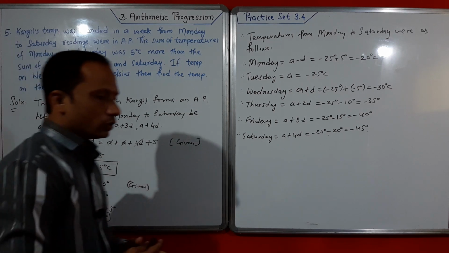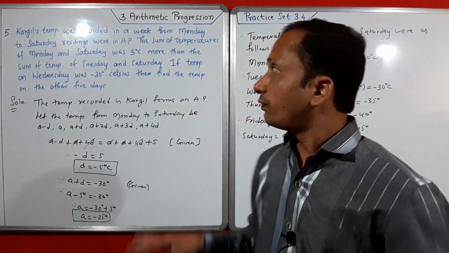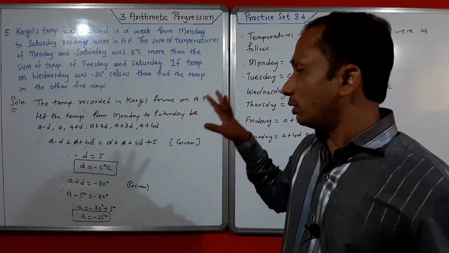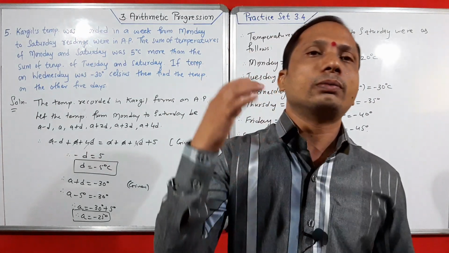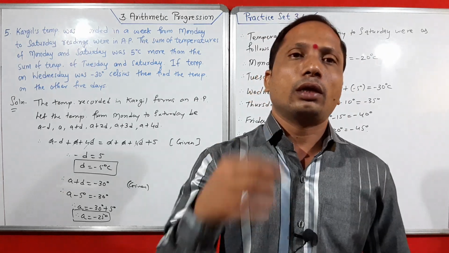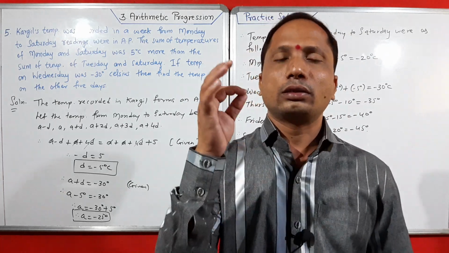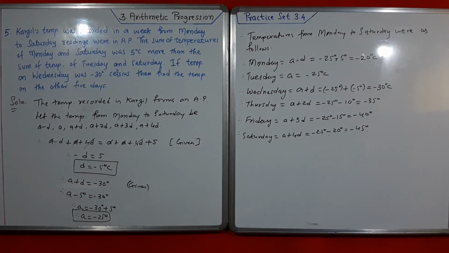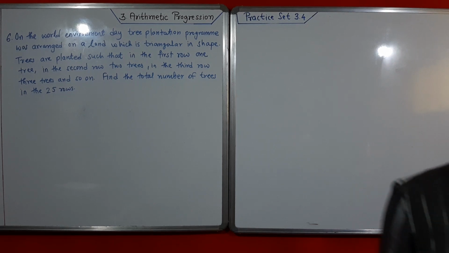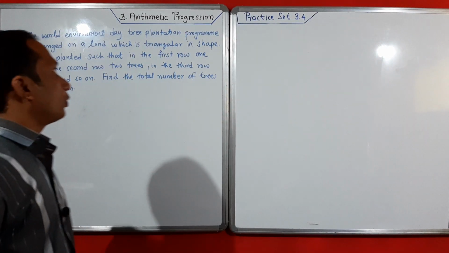In this way you have to solve this. So this is problem number 5. We have solved it, and after this there is the last problem remaining, problem number 6. Now we are going to solve that problem and then we'll complete this practice set 3.4.